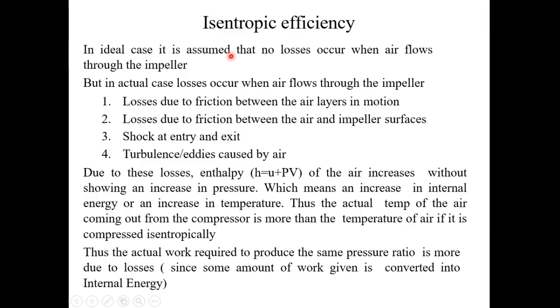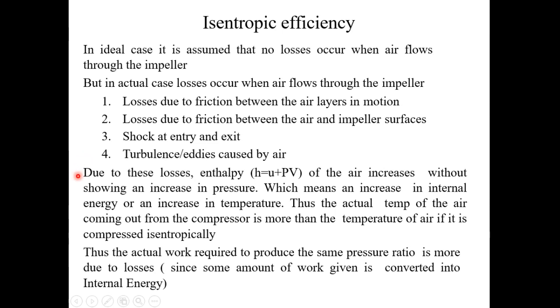Isentropic efficiency. In the ideal case, it is assumed that no losses occur when air flows through the impeller. But that is not the case. In the actual case, losses do occur when air flows through the impeller. The four losses listed are: losses due to friction between air layers in motion, losses due to friction between air and the impeller surfaces, shock at entry and exit, and turbulence or eddies caused by air.